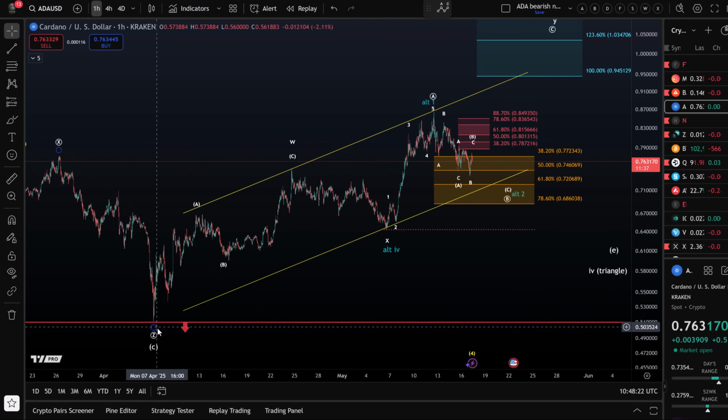By the way, in yesterday's video, I covered the chart in a little bit more depth. So if you're interested in the bigger picture, daily chart and so on, feel free to check out yesterday's video in case you are new to the channel.